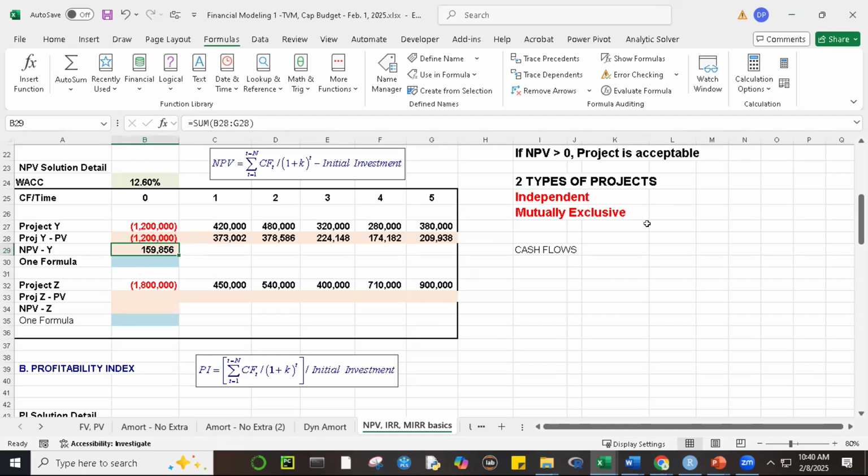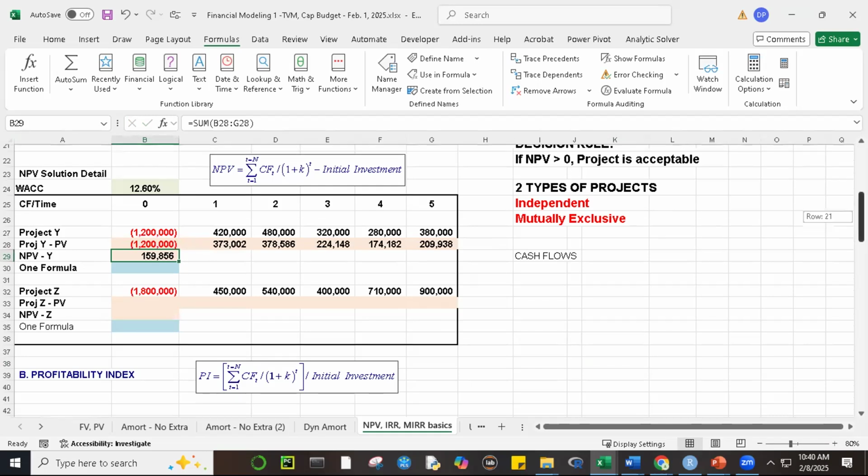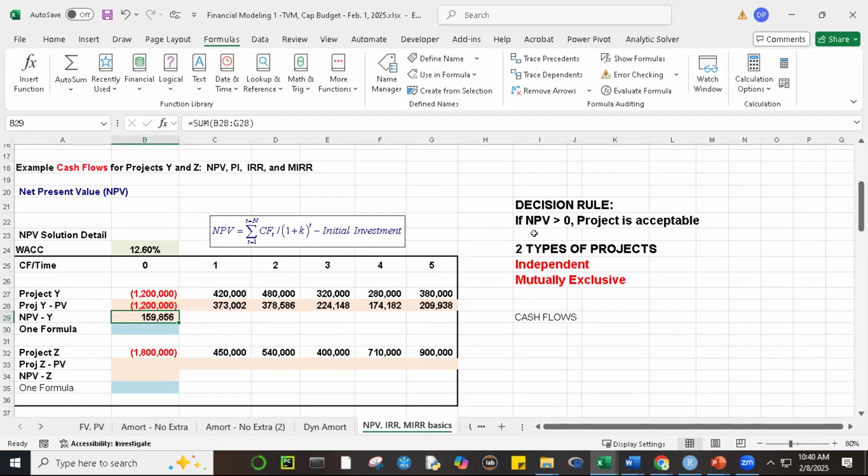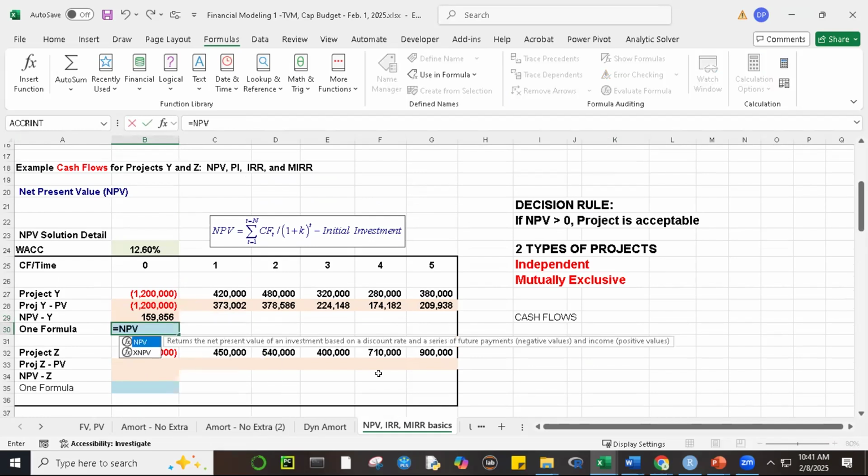So we said that the decision rule is that if the net present value is positive, then the project is acceptable. And instead of computing the present values of each of these items here, we can just get the net. If you recall, we use the NPV function. The rate is your WACC.